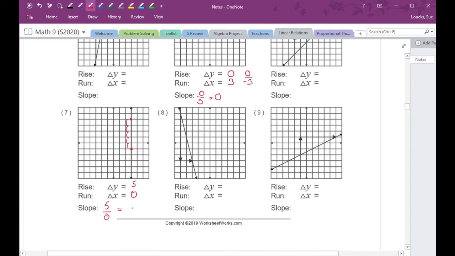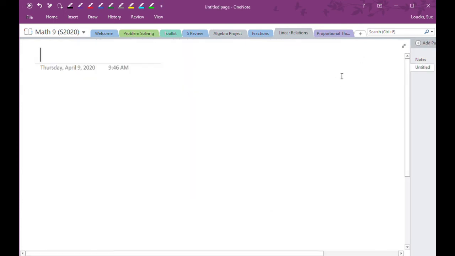Okay, anyway, 5 divided by 0 does not exist. The answer to this is undefined. Okay, the slope of that line, of a vertical line, is undefined. That is the answer. It does not have a slope. A horizontal line has a slope of 0, and a vertical line has no slope. Its slope is undefined. And I just want to show you a thing that Spencer, one of my kids, came up with, which I think is just brilliant for remembering this.